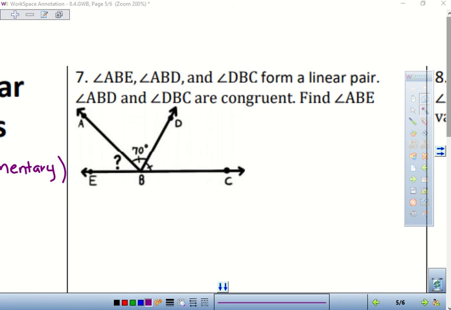Sorry. Angle ABE, angle ABD, and angle DBC form a linear pair. Angle ABD and DBC are congruent. Find the value of ABE. Wait, that means they're the same, right? Good. So if they're congruent, this one is also the same. 70. So it's the same as 70. So ABD, the ABE is 40. So that means your answer will be 40, right?